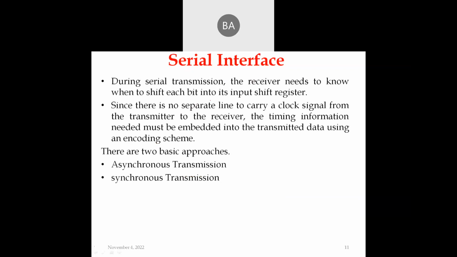During serial transmission, the receiver needs to know when to shift each bit into its input shift register. Since there is no separate line to carry a clock signal from the transmitter to the receiver, the timing information needed must be embedded into the transmitted data using the encoding scheme itself. For that purpose, we make use of two important approaches: asynchronous transmission and synchronous transmission.